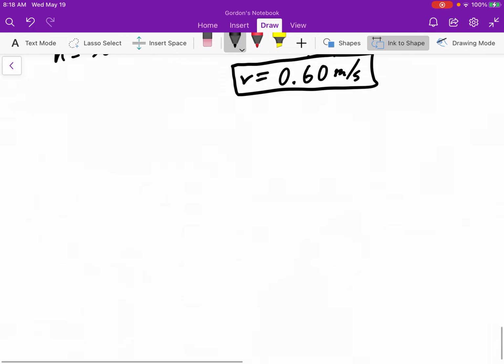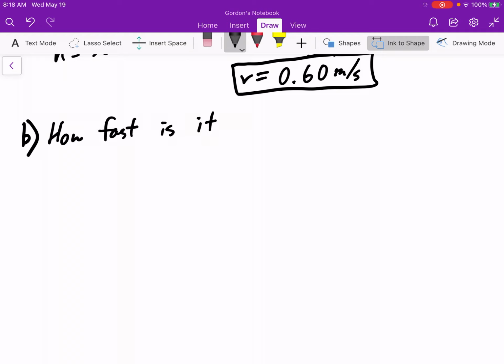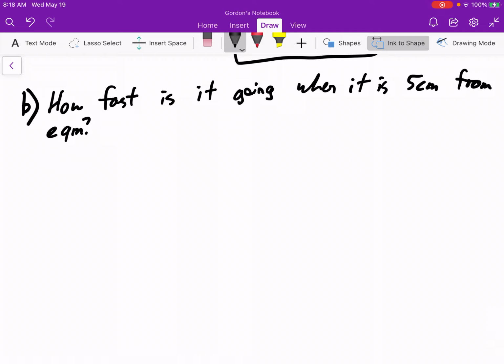If we want to expand on this, well, we can add a part B and we could say, how fast is it going when it is, let's say, 5 centimeters from equilibrium. And this one's a little bit trickier here because we're going to have multiple forms of energy present. So let's take a quick look at this.